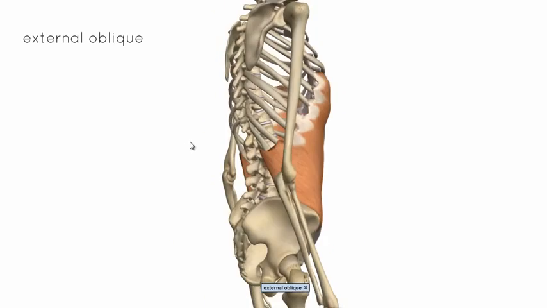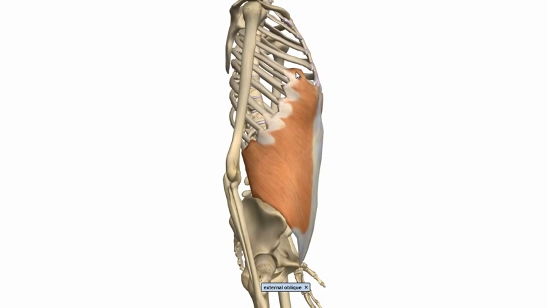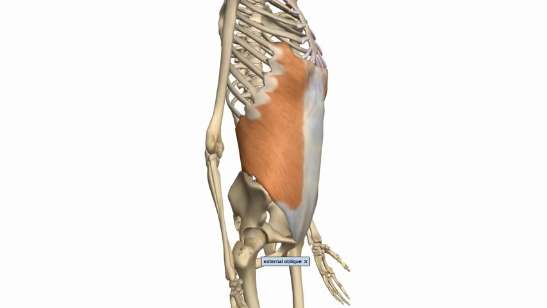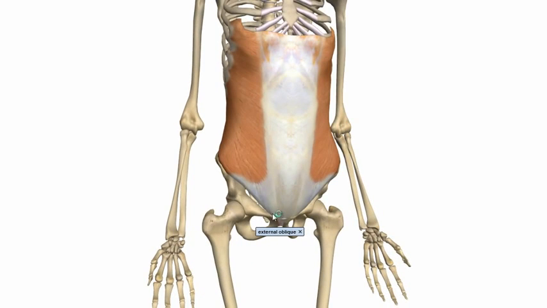This muscle originates on ribs 5 to 12, which you can see here, and it inserts inferiorly on the iliac crest, the pubic crest and pubic tubercle in this area here, and it inserts in the midline on the linea alba, and also on the xiphoid process up here.